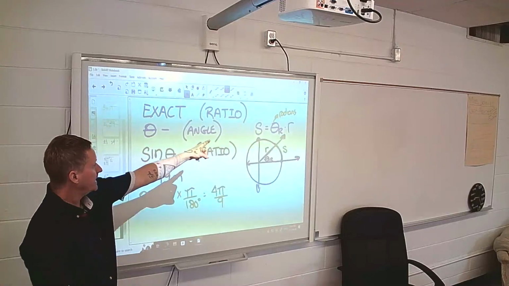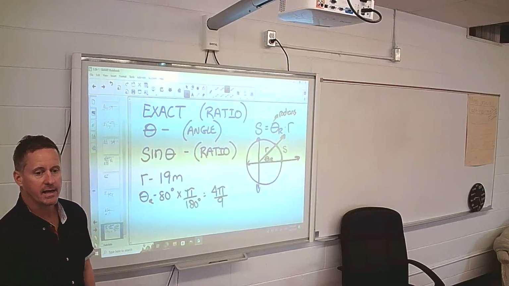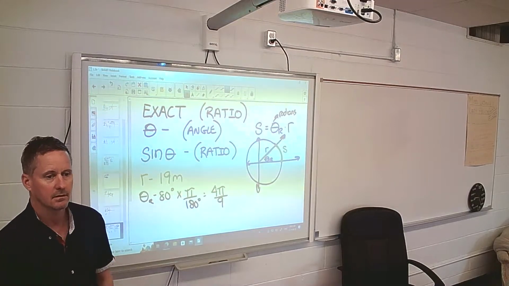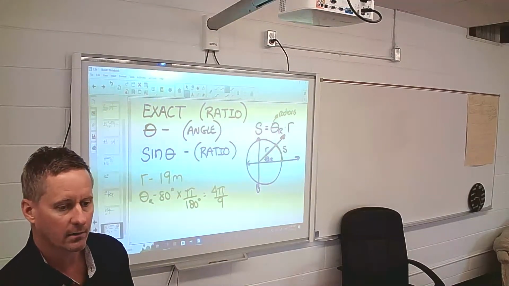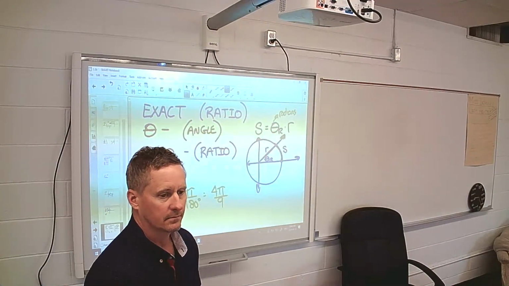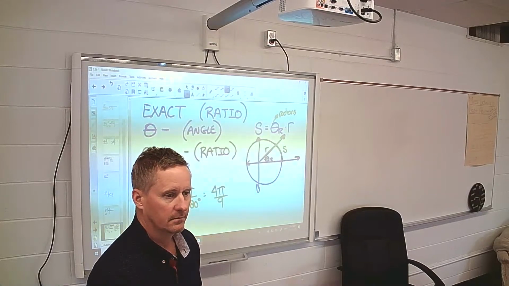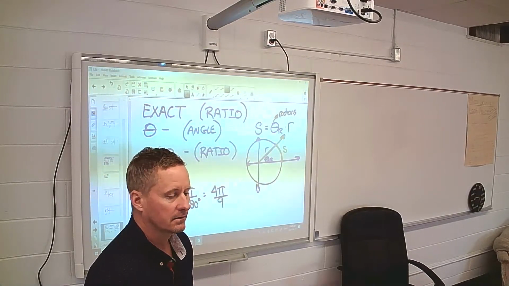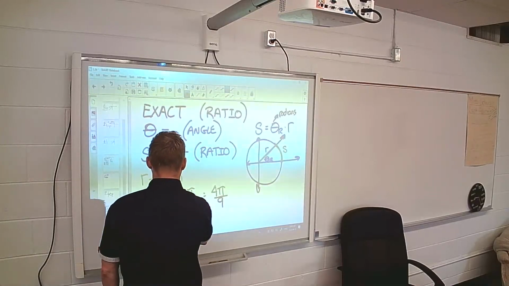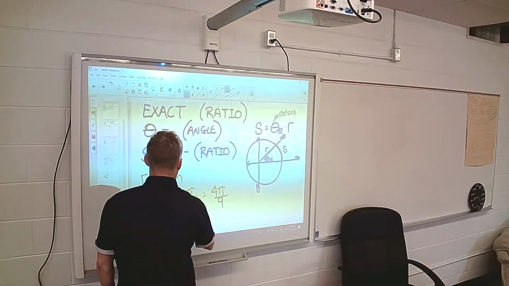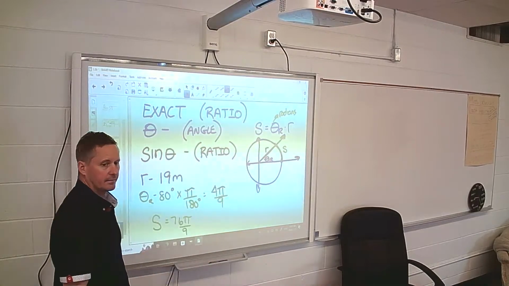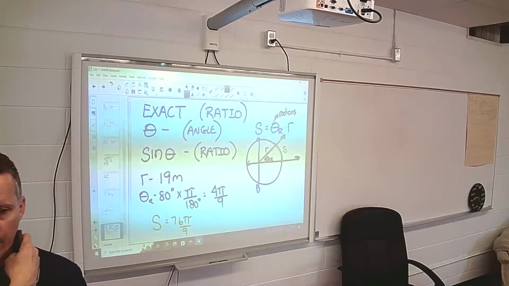So now I need S. How do I get S? This times this. What's 19 times 4? Close. 76. So the answer to the question is that. You don't have to do anything with it once you've got that.